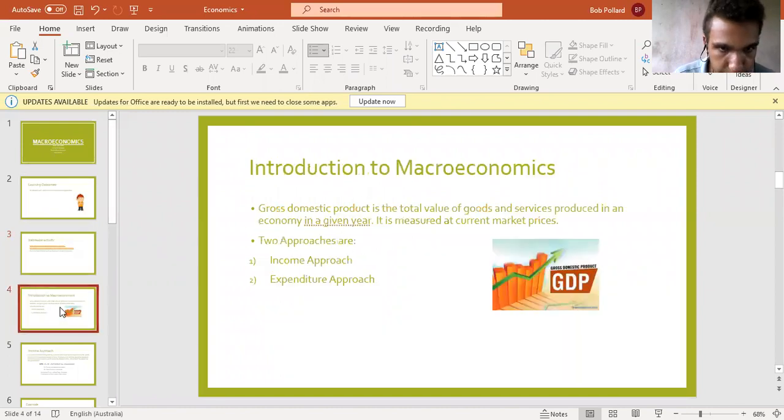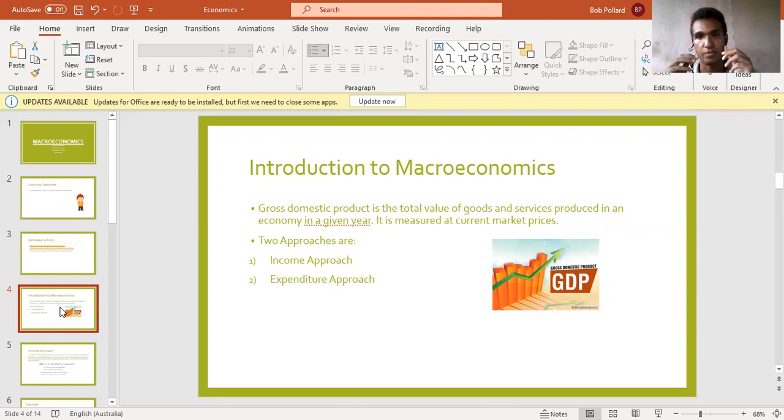to the PowerPoint. Okay, macroeconomics. So gross domestic product, or sometimes known as GDP, is the total value of goods and services produced in an economy in a given year, and therefore it is measured at current market prices. So if you look in the Solomon Islands economy, you have the primary industry, the secondary industry, and the tertiary industry. So for example, we have fishing, we have the palm oil industry, and then we have tourism, which is a tertiary one.